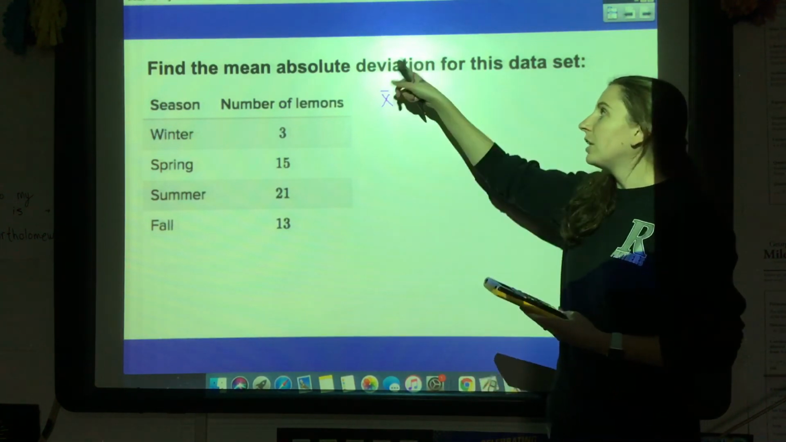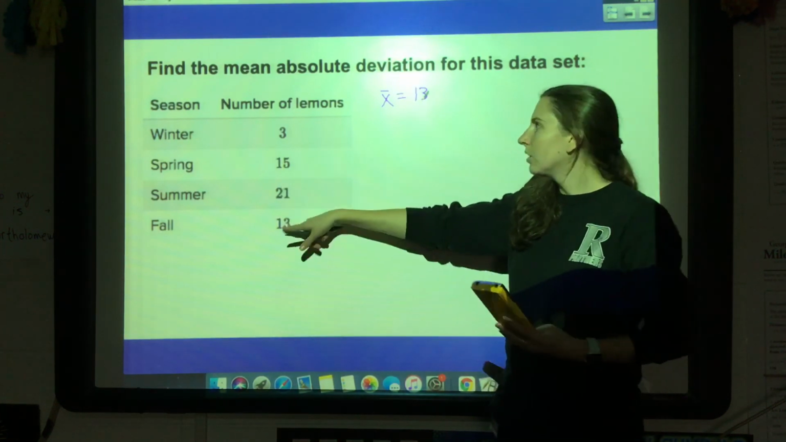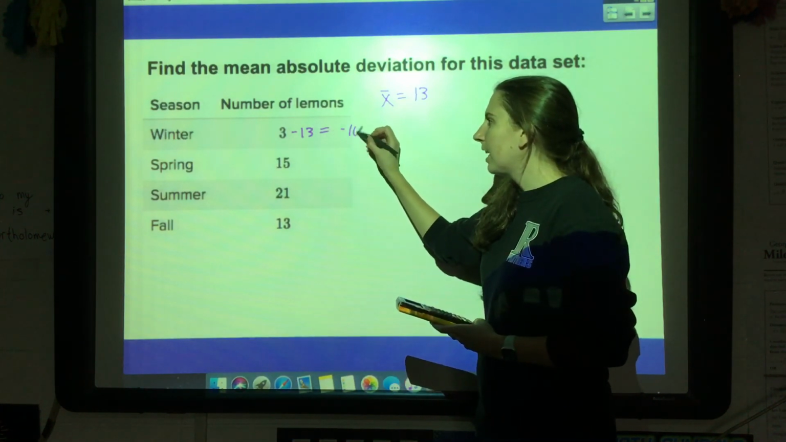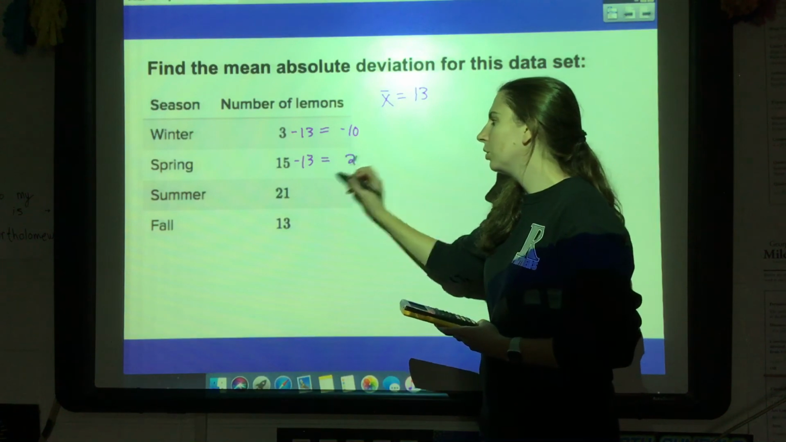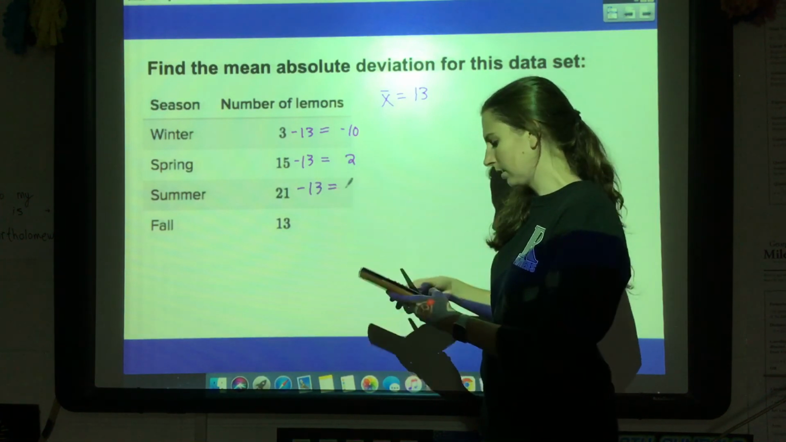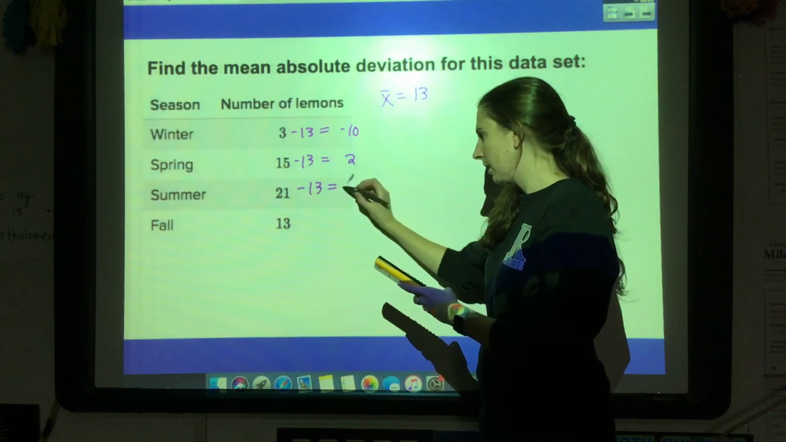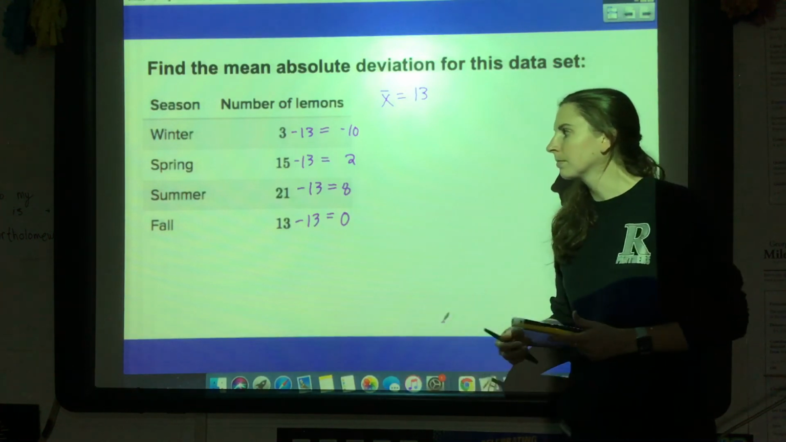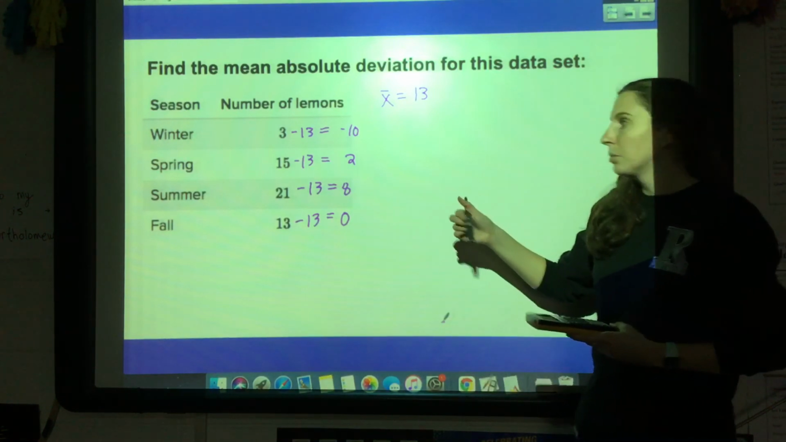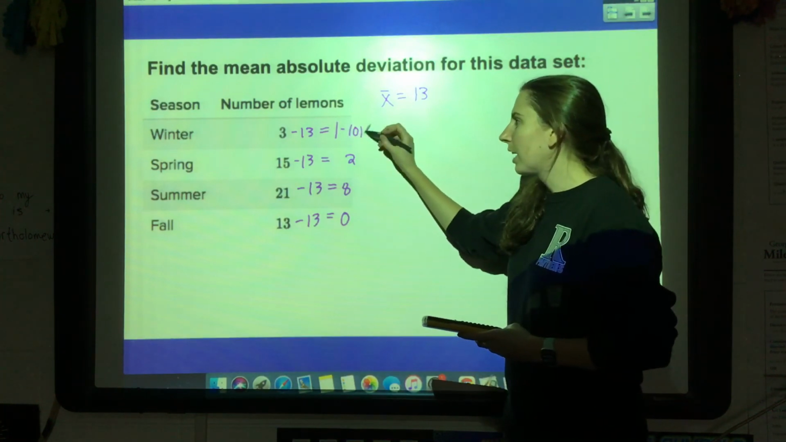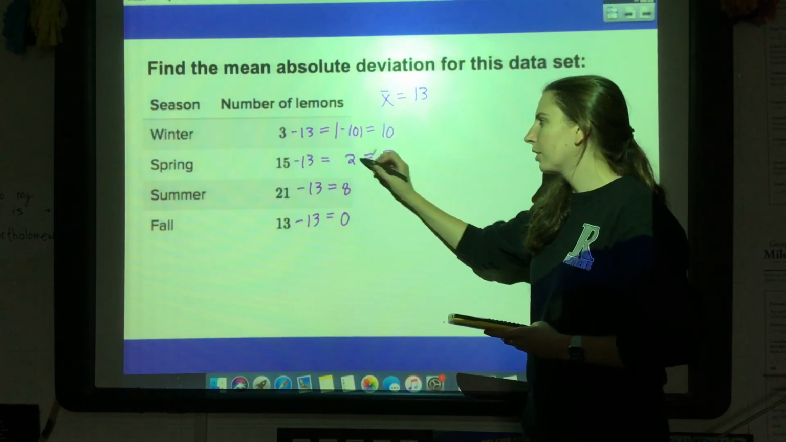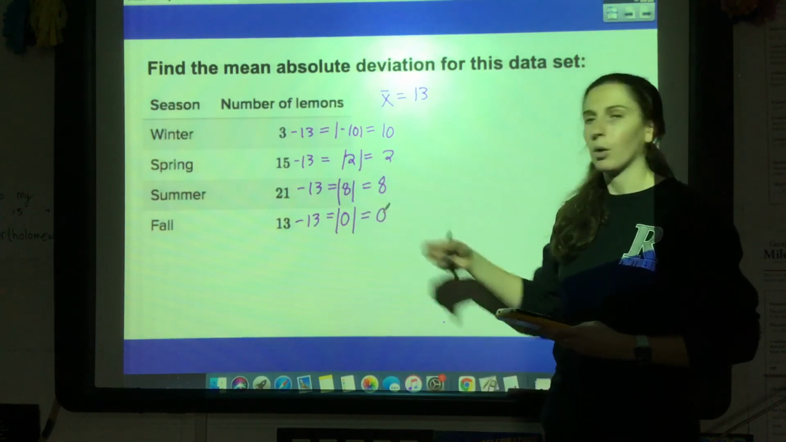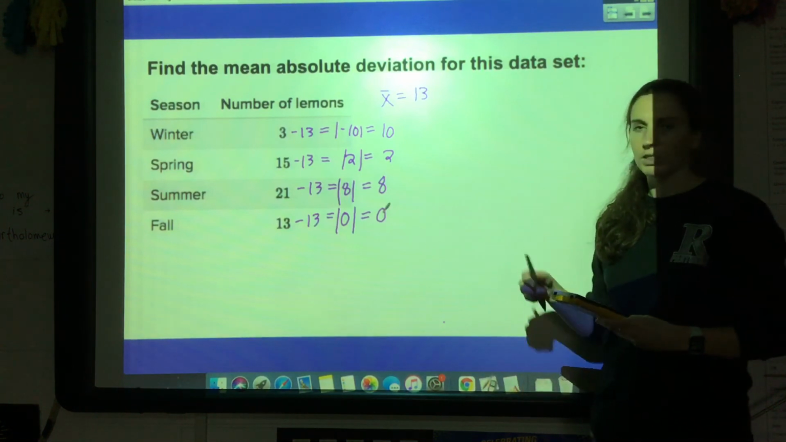Now I'm going to find the deviations. So how far are each of these from 13? If I subtract 13, I get negative 10 and 2 and what's that? 8 and in this case just 0. And then, of course, take the absolute value just to make them all positive. So this is 10 away from the mean, and this is 2 away from the mean, and this is 8 away from the mean, and this is actually equal to the mean, so it is 0 away from the mean. We'll still include that in our calculations, though.